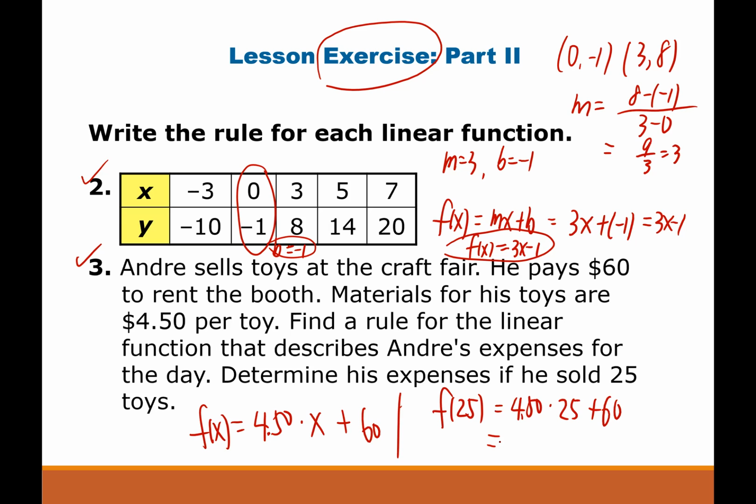That turned out to be $172.50. That's the total expense of selling 25 toys. Okay. All right. Any question on this section 1.8?